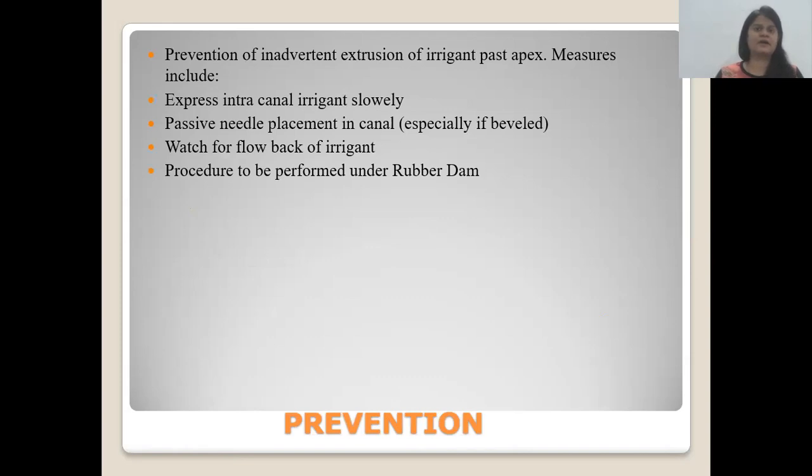Apart from all the treatment, the best approach is to prevent the accident. Prevention of extrusion past the apex is the best method to avoid such an accident. Express the intracanal irrigant slowly, and place the needle in the canal passively, especially if you are using a beveled needle for irrigation. Watch the backflow of the irrigant. See whether the irrigant is coming back into the chamber of the root canal or has gone beyond the apex, which you can assess while doing the procedure. Always perform the treatment under rubber dam.